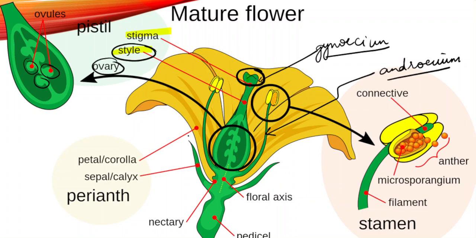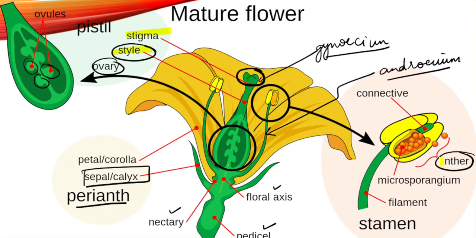They are saying, what is perianth? Perianth means the fusion of sepals and petals, like both together are known as perianth. You can see the nectary. They have shown the floral axis. This is the axis from where all the whorls are coming. You can see the pedicel. If you can see the diagram, they have also shown the section of the anther.